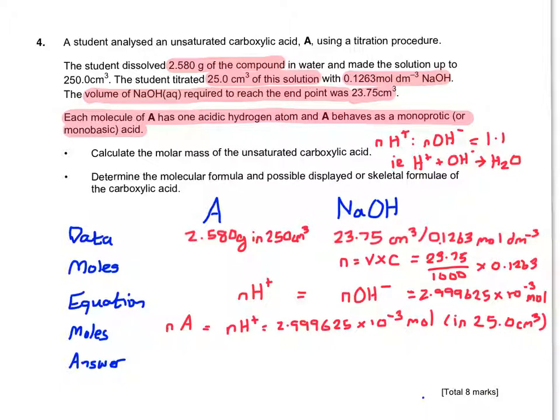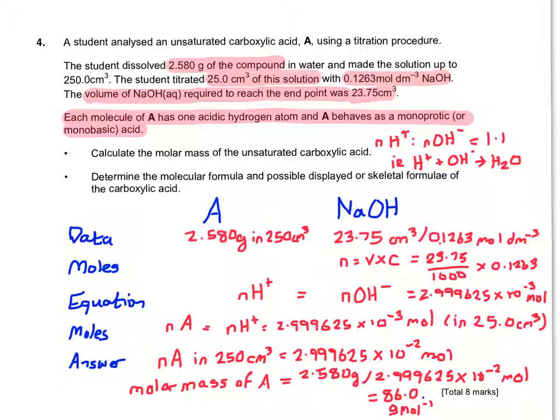2.999625 times 10 to the minus 3. But if we remember that the original solution was 250 centimeters cubed, we multiply that back up by 10 to tell us how many moles of A are present in the original 2.580 grams. So that gives us 86.0 grams per mole, because I've divided the mass by the moles to work out the molar mass of A. Now, there's quite a lot more to do, so I'm going to clear a bit of space.